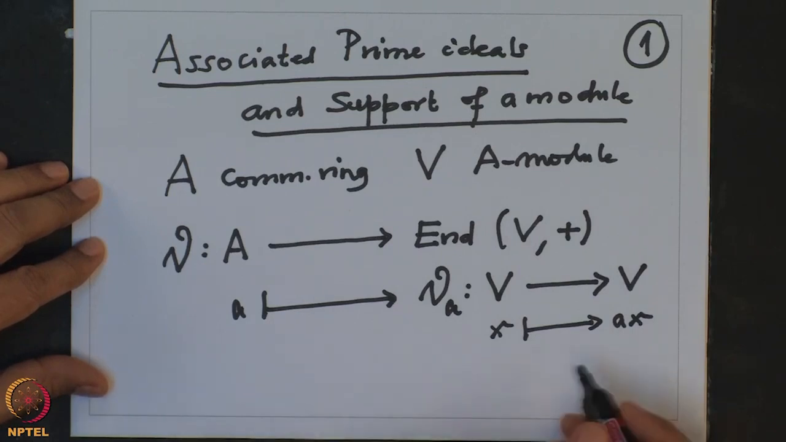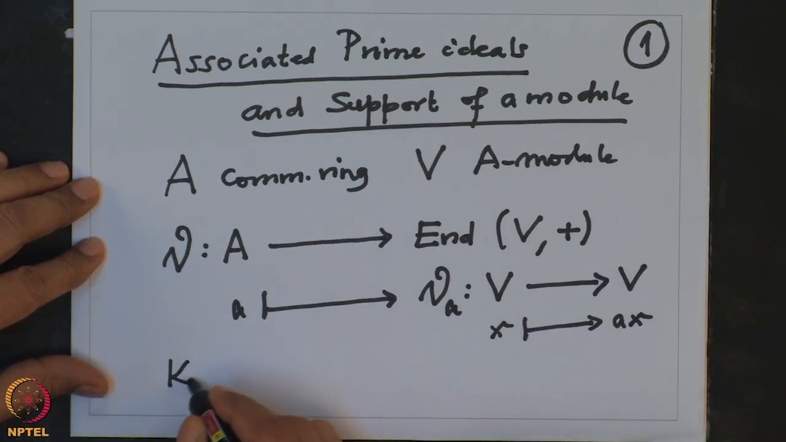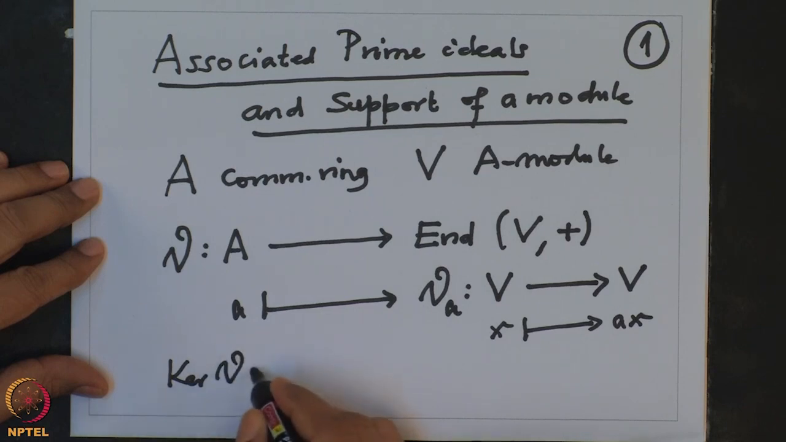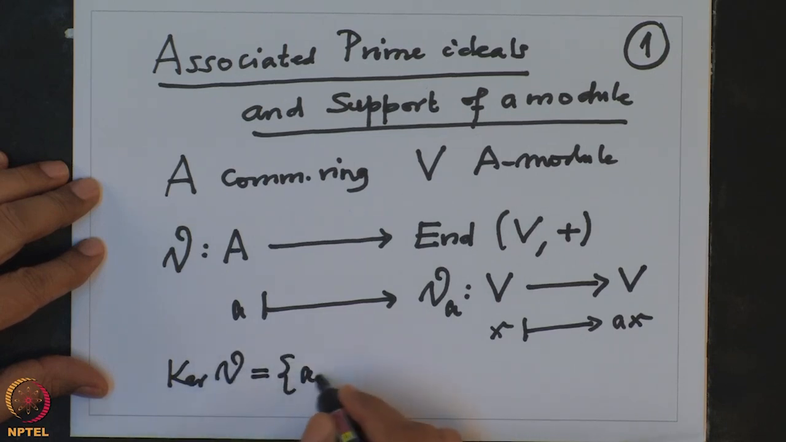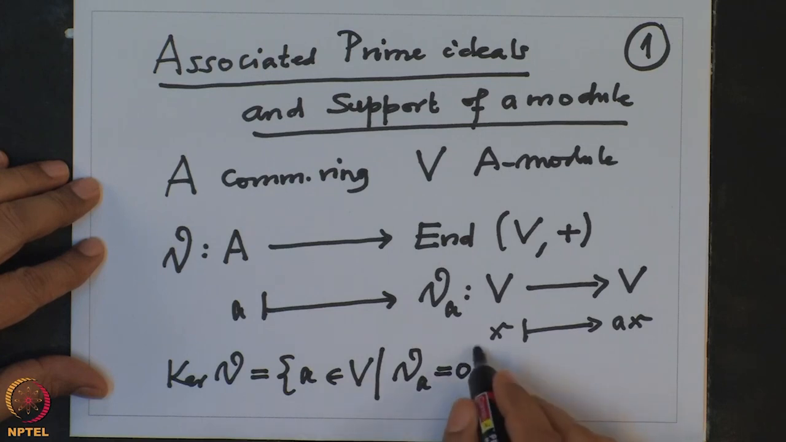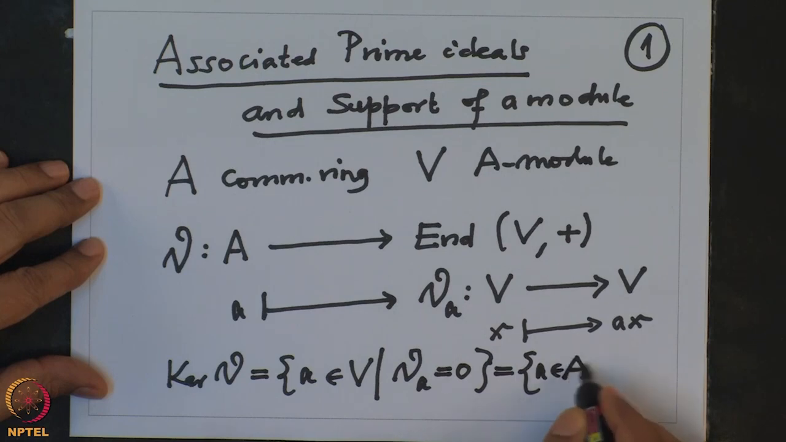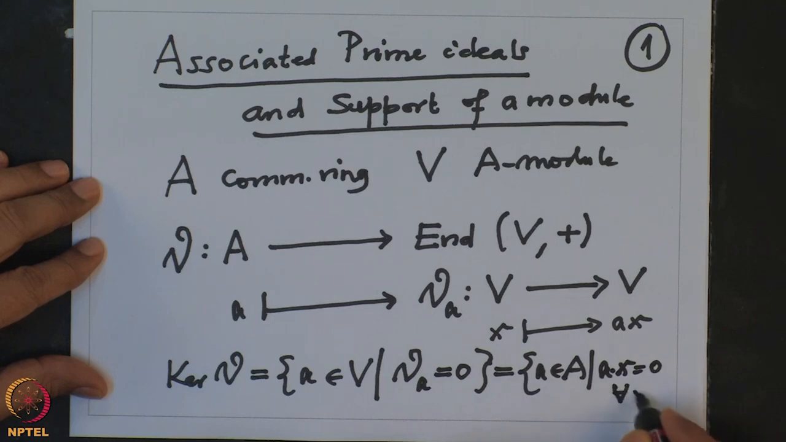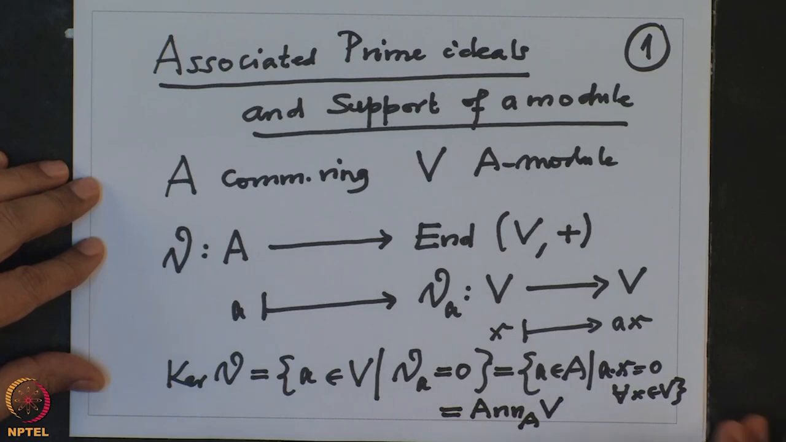So for example, the kernel of this map, kernel of theta, is precisely all those elements A in A such that theta A is the zero homomorphism. That is, this is the same as all those A in A such that A times any x is zero for all x in V. This is precisely what we call the annihilator of the module V. This is the definition of the annihilator of V.